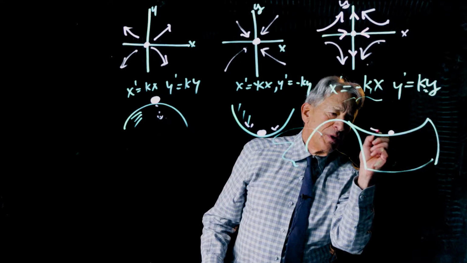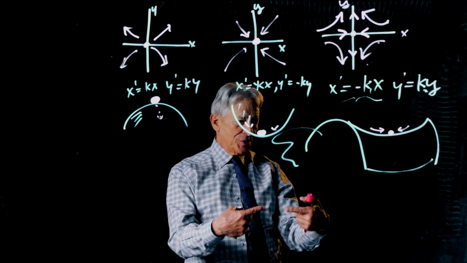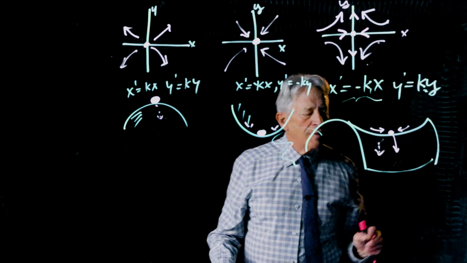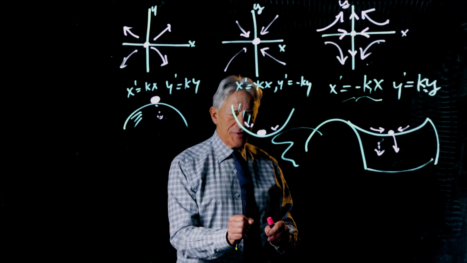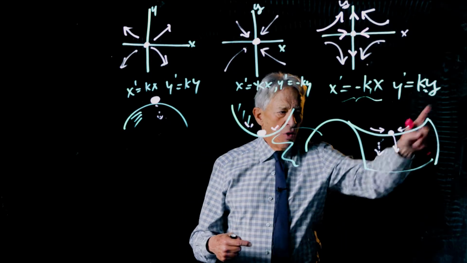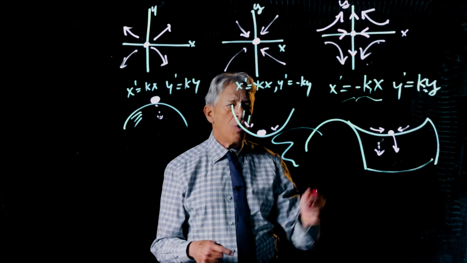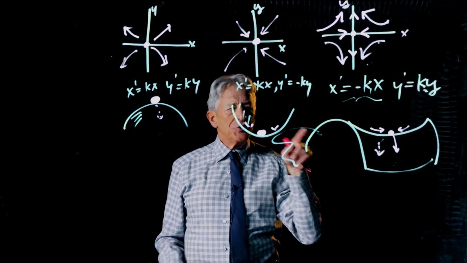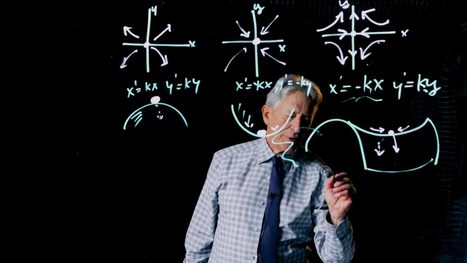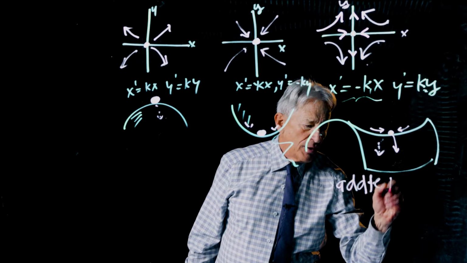Well, it's stable in this direction, that is the x direction, but it's unstable in the y direction. So a ball at the center of a saddle will roll into the center along that axis, but it will go away from the center along the y-axis. And this is a new kind of unstable equilibrium point, and it's called a saddle point.